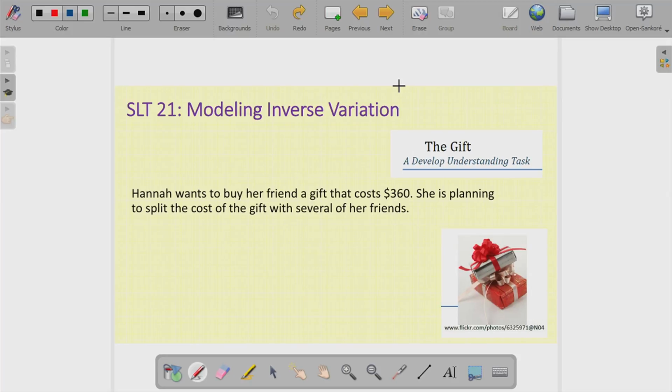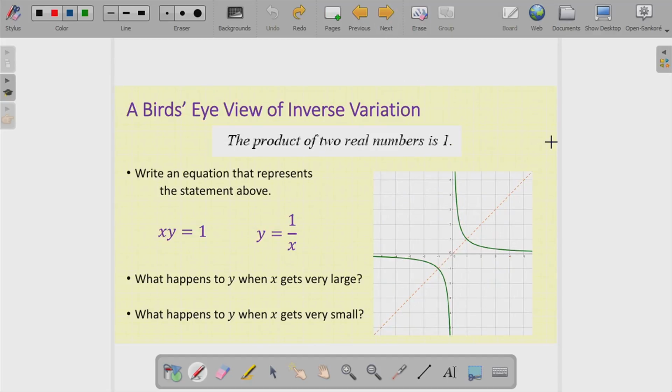Yes, indeed. And clearly, the more friends that are involved, the less each person has to contribute. And so, as we transition into the next activity, we're taking a more abstract look at the mathematics of inverse variation. Students are presented with the statement, the product of two real numbers is 1, and they're asked to write an equation that represents that statement. And so this equation could be used to model the situation. They're also asked to write it in such a way that y is a function of x. And so we have this related equation here.